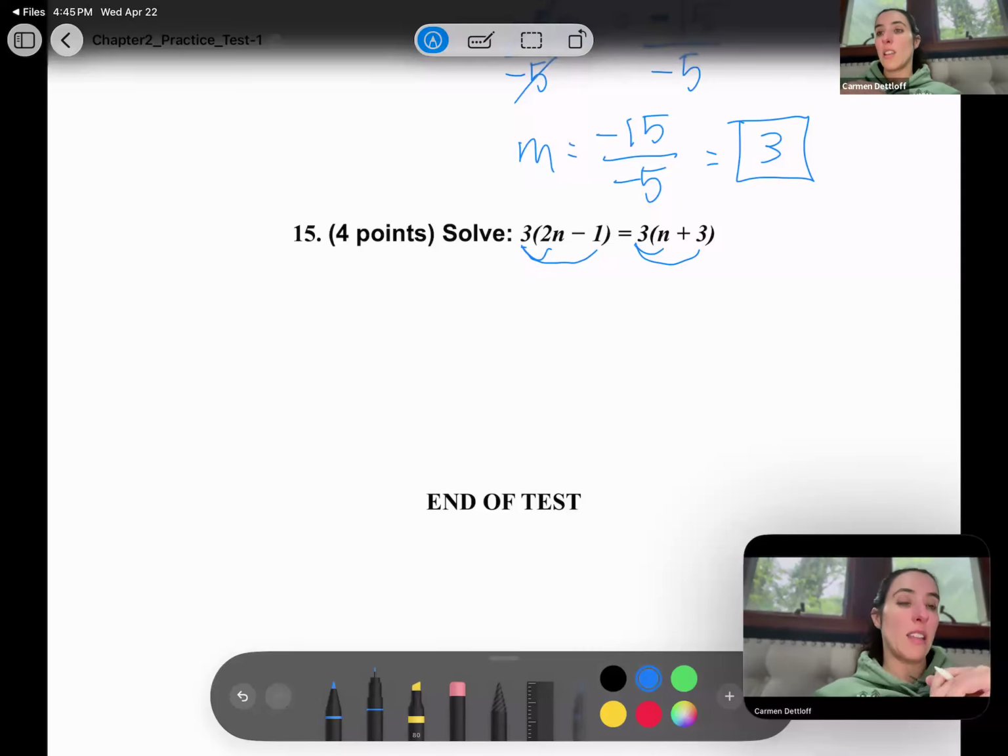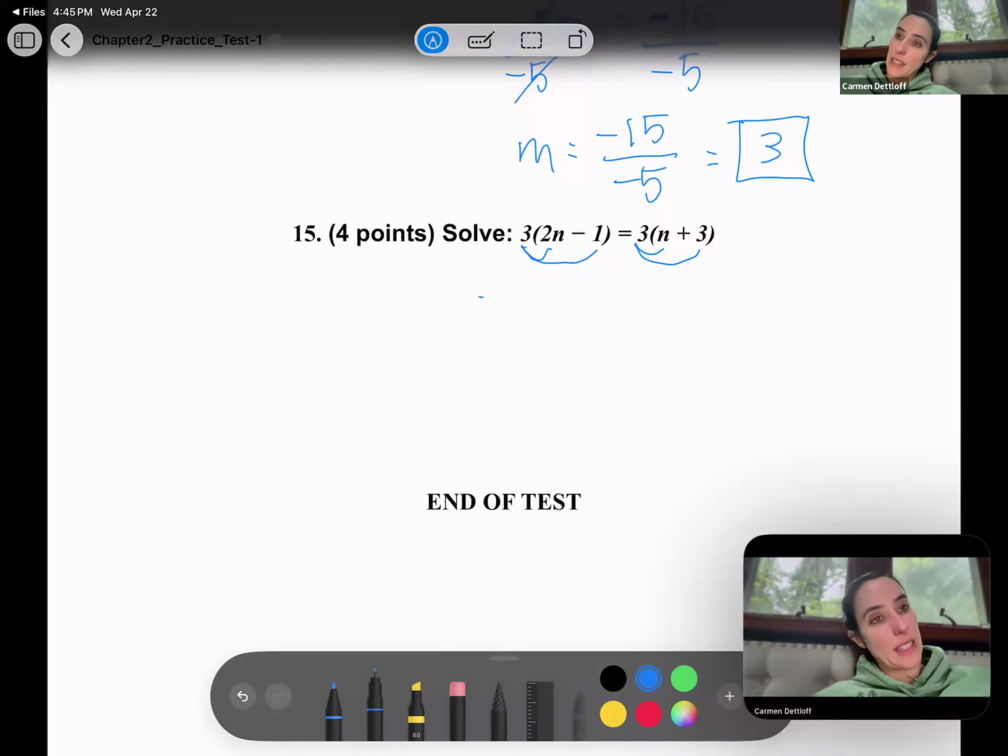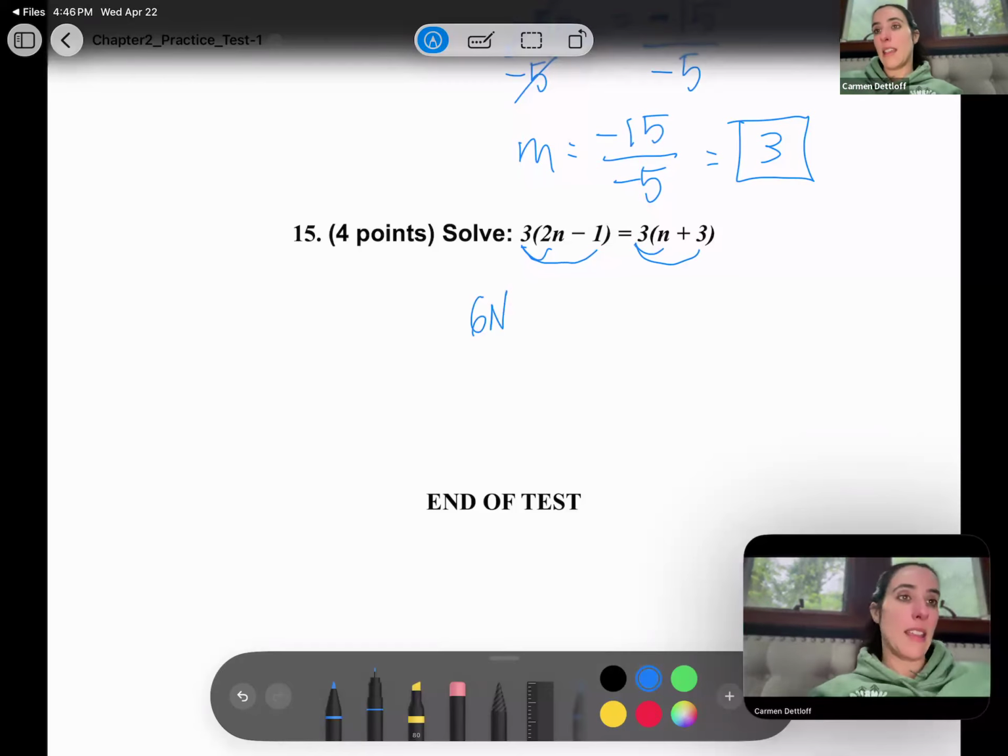So I've got 3 times 2n, 6n, then 3 times negative 1. So my negative stays. 3 times negative 1 gives me negative 3, equals 3 times n, 3n, and then plus 3 times 3, which is 9.